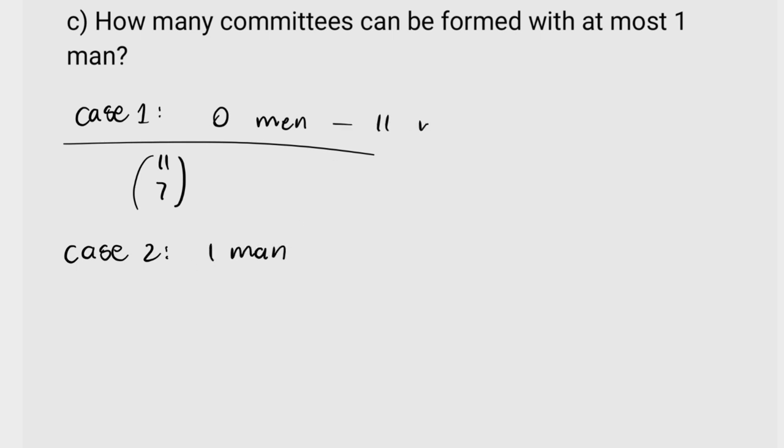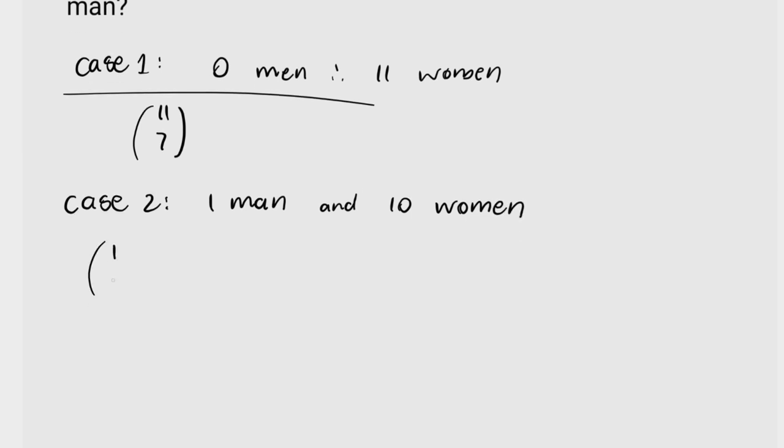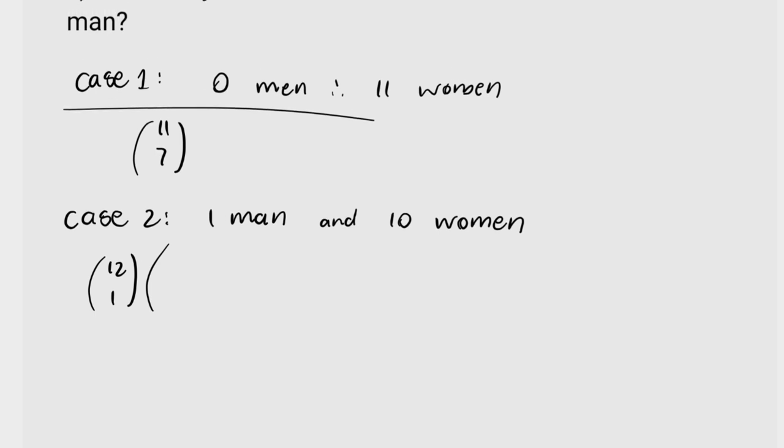So that would be 11 women, therefore 10 women, and 1 man. Oh, sorry, 10 choose 6, and how many men were there? 12. 12 choose 1, multiplied. Remember, in this case, we're going to use the multiplication rule. It's n1 ways of doing the first one, and then however many ways of doing the last 6.